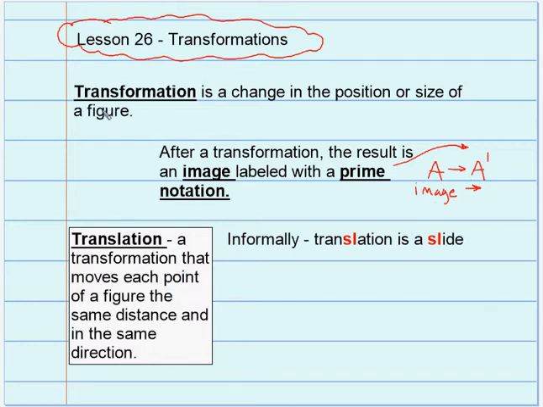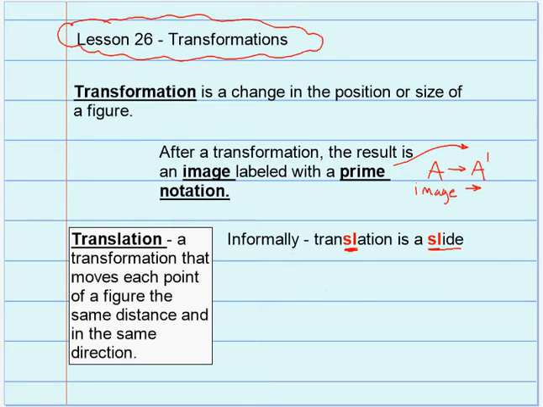So we have transformations, so we're going to change the position or the size of a figure. And there are 4 that we're going to talk about today. Translation is a transformation that moves each point of a figure the same distance and in the same direction. Okay, so all we're going to do is slide it. So informally, you can think of a translation as a slide, but if the problem says what transformation was used, do not tell me it's a slide. Tell me it's a translation.